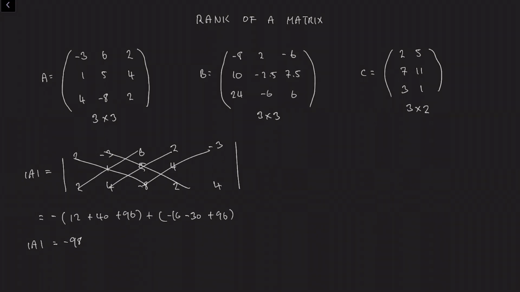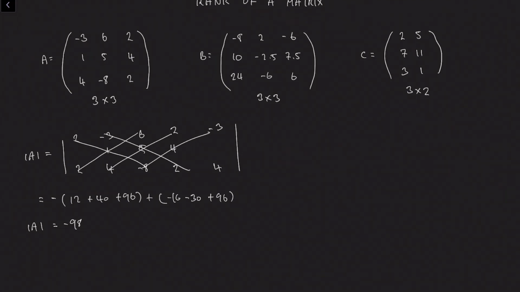So as you can see, the determinant of A is -98, which is not equal to 0 because -98 and 0 are not the same number. So this essentially shows us that this matrix has a full rank because again it's 3 by 3. So here we can say therefore the rank of A is equal to 3, right? Because it's the full rank.